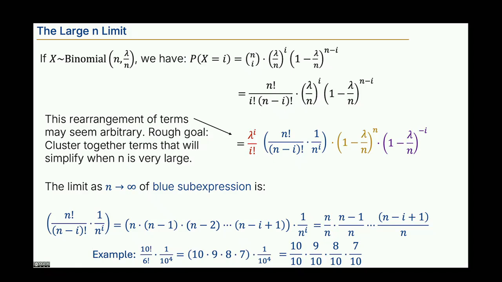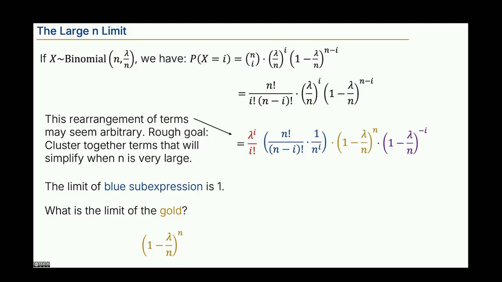So it ends up being 10 over 10 times 9 over 10 times 8 over 10 times 7 over 10. And if we bring up n really, really big, it makes sense that we should end up at 1. Okay? A little fuzzy of an argument, but hopefully convincing. Okay, that's the hard one.